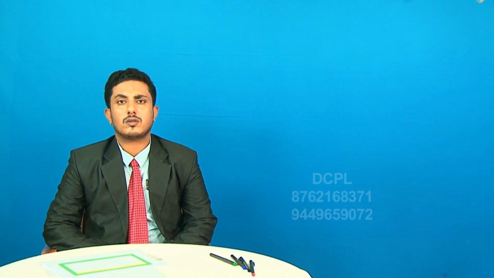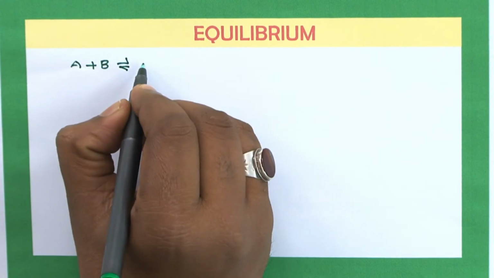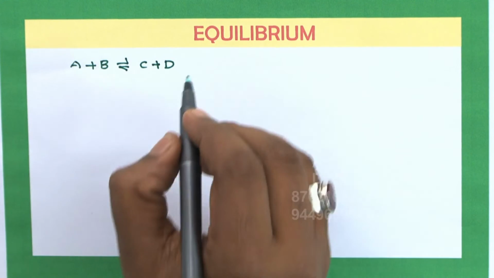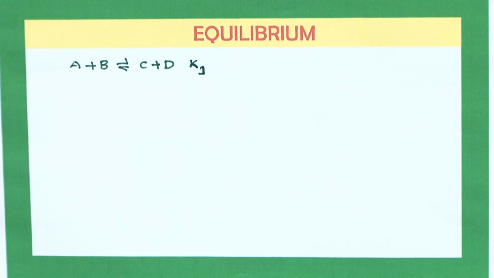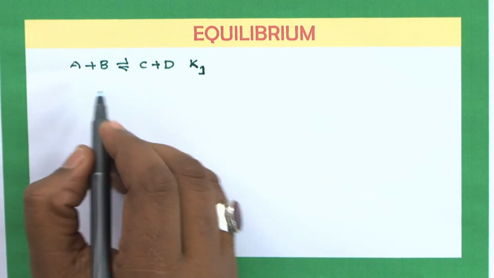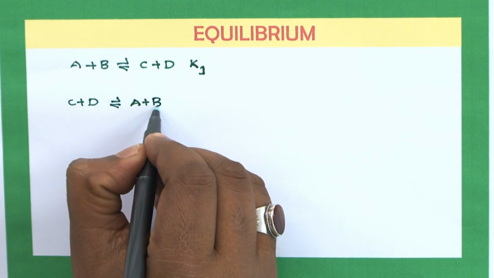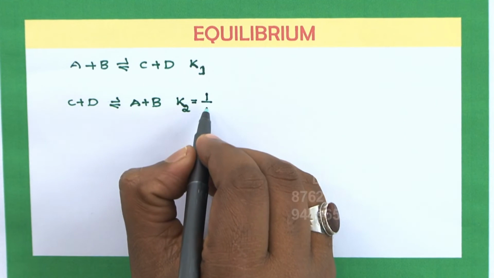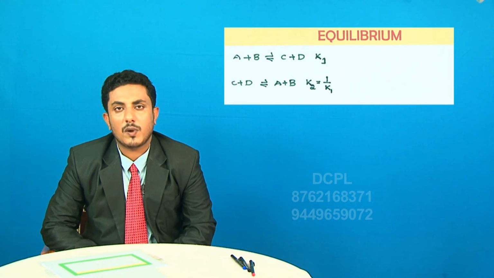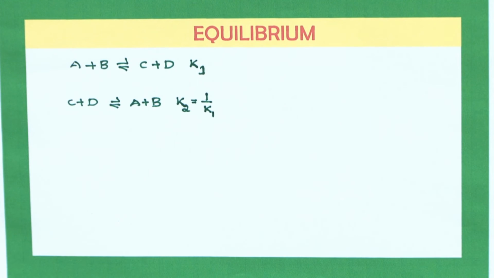Let us discuss some characteristics of the equilibrium constant, and then we'll discuss some problems related to that. Consider a reaction A plus B in equilibrium with C plus D. Let K1 be the equilibrium constant for this reaction. If we reverse the reaction, that is C plus D in equilibrium with A plus B, for the reverse reaction, the new equilibrium constant, I will write it as K2. So K2 will be equal to 1 by K1. So for a reverse reaction, the equilibrium constant will be the reciprocal of that for the reaction I had taken earlier. That is, K2 will be equal to 1 by K1.